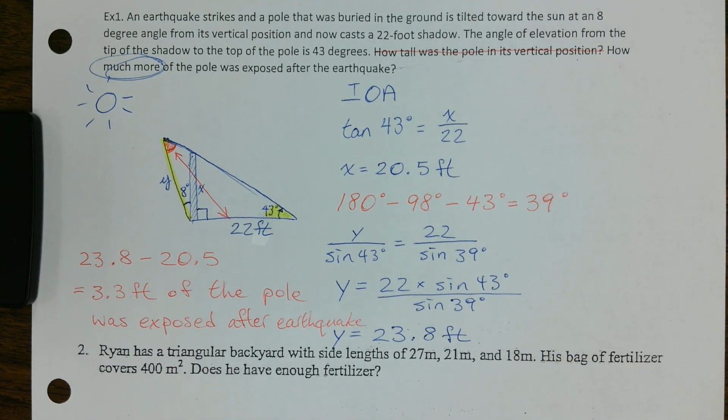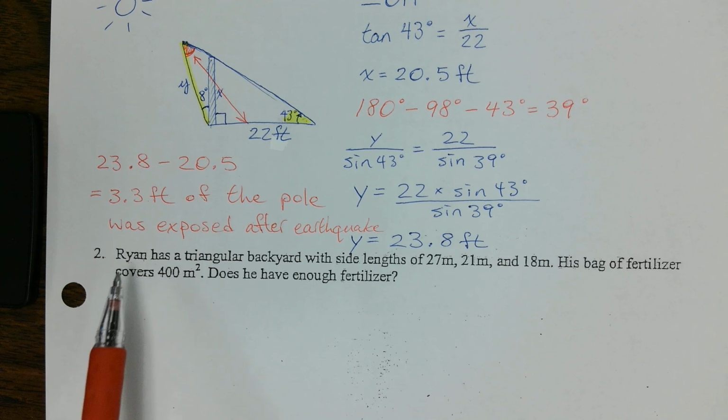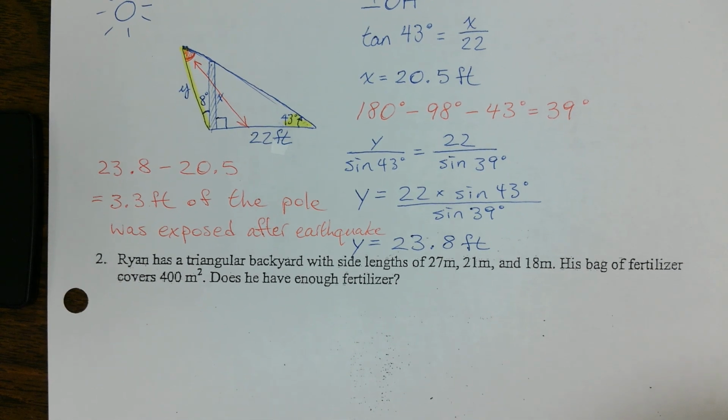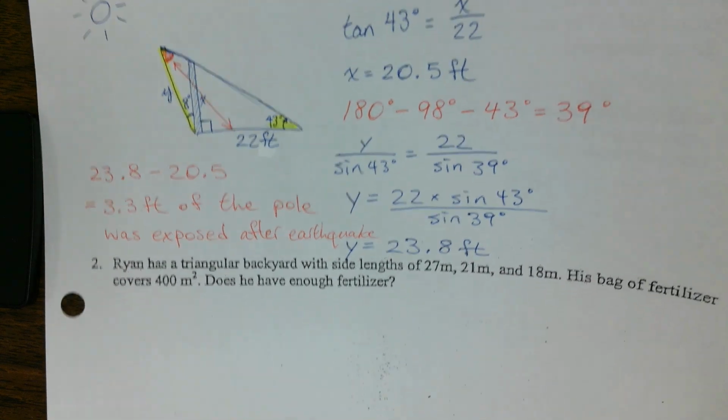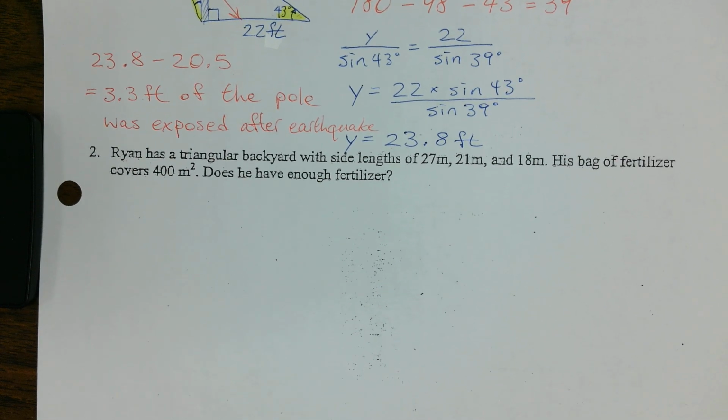All right, so in this question we did SOHCAHTOA and sine law. All right, let's see example 2. Ryan, you have a triangular backyard. The side lengths of your backyard are 27, 21, and 18 meters. Now you have a bag of fertilizer that covers 400 meters squared, and I want to know if you have enough fertilizer to cover your lawn, and if so, how many times can you fertilize?